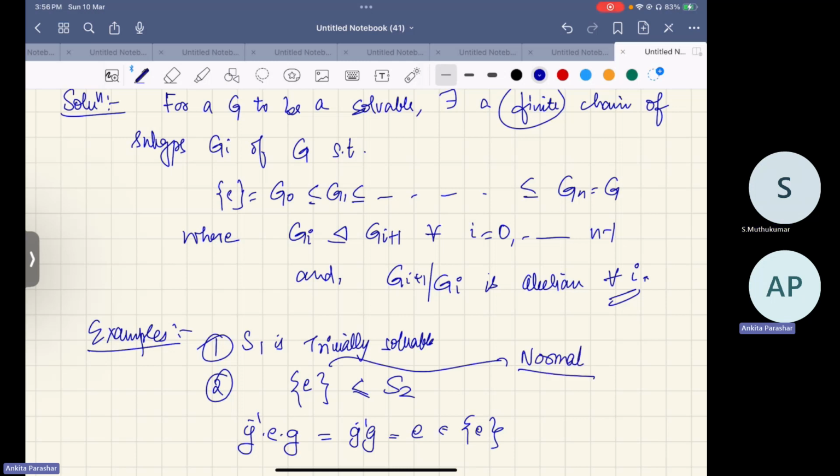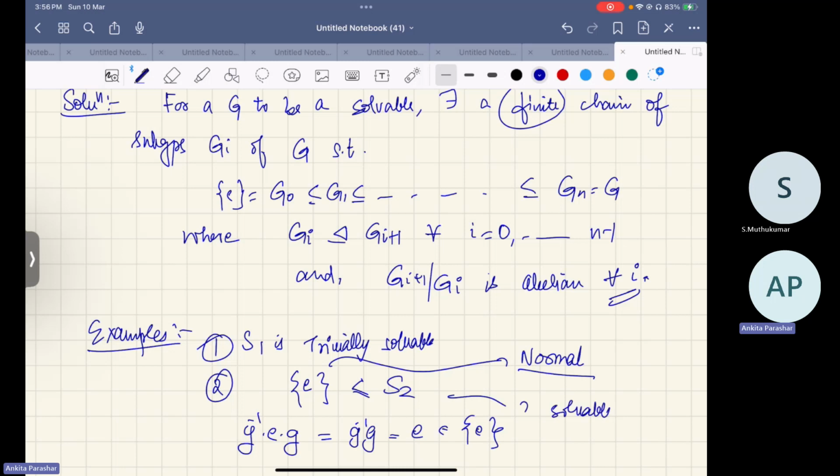But you have to check one more condition, that the quotient has to be an abelian group. Is that also true? So the quotient is S2 itself. It consists of two elements, therefore they commute. Or you can say S2 in fact is cyclic, therefore abelian, therefore it's clearly solvable.